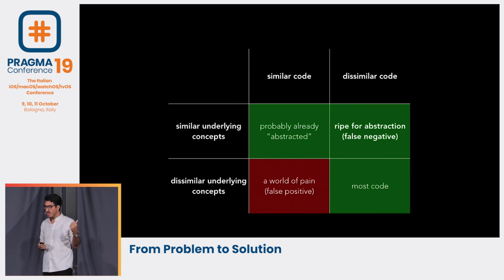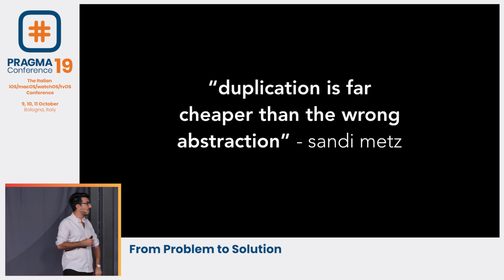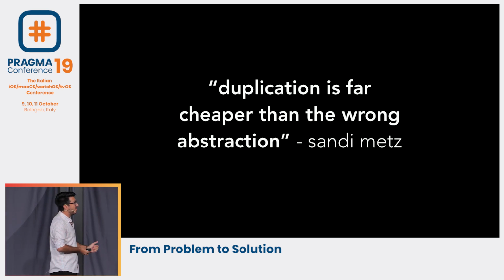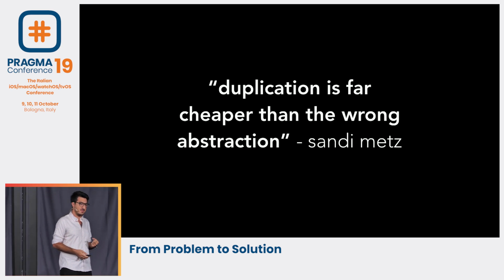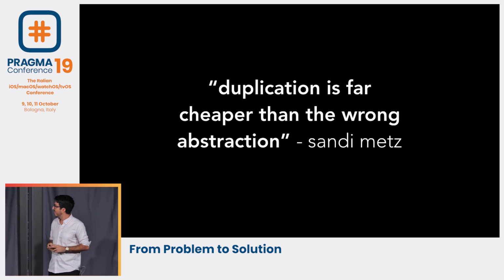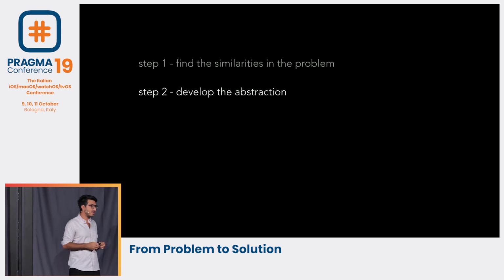So this red box here, we're not going to talk about it too much today, but Sandy Metz has a great talk about it. And she says in it that duplication is far cheaper than the wrong abstraction. So that red box, that's the wrong abstraction. So hopefully we aren't there. Cool. So that sort of rounds out step 2.